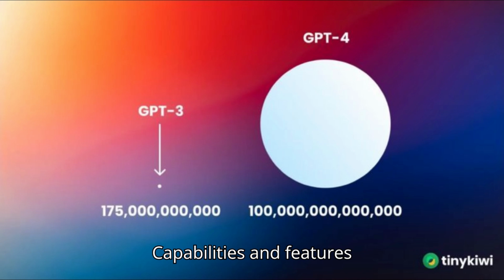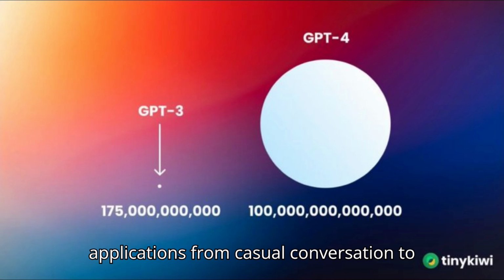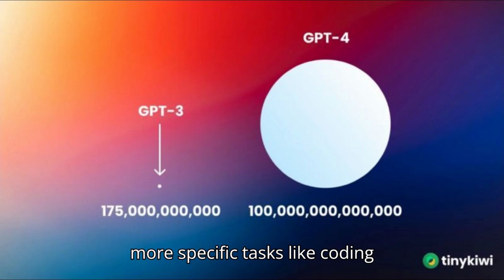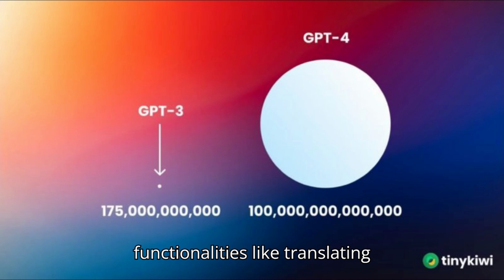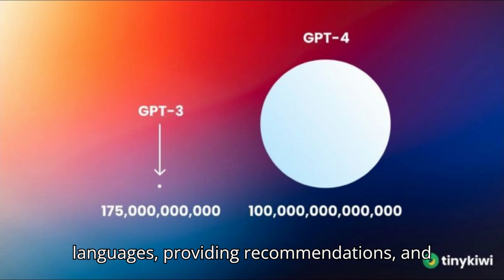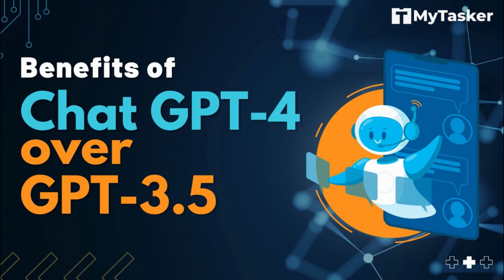Capabilities and features. ChatGPT. General use: suitable for a broad range of applications from casual conversation to more specific tasks like coding assistance or content creation. Specific tools: basic support for functionalities like translating languages, providing recommendations, and summarizing text.